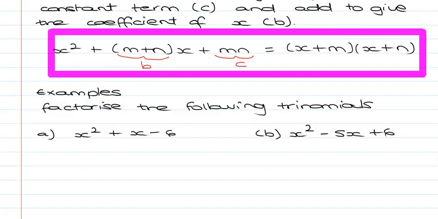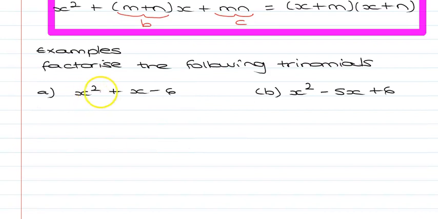Okay, so factorize the following trinomials. Just a reminder, a trinomial is a three-term expression. So what we have here is we can identify that this is in the form of ax squared plus bx plus c, where a is 1. So we know it's a monic quadratic. Looking for two numbers that multiply together to make -6 and that add together to make the coefficient of x, which here is 1.